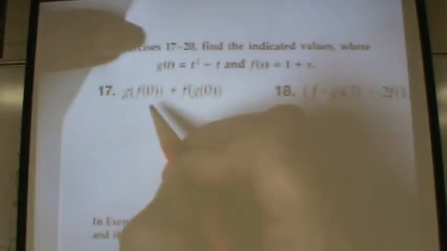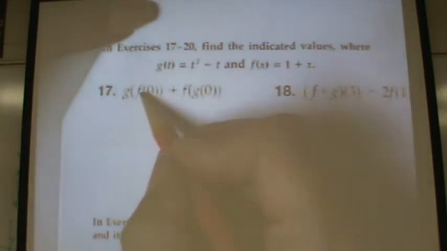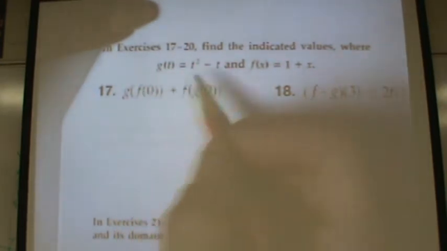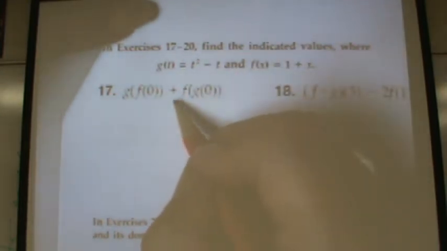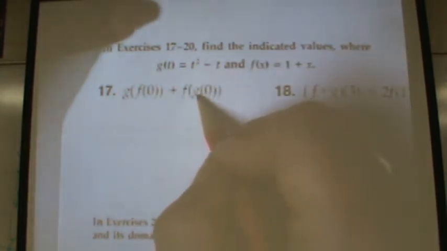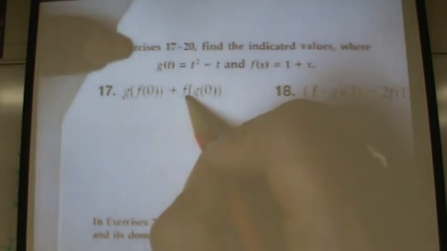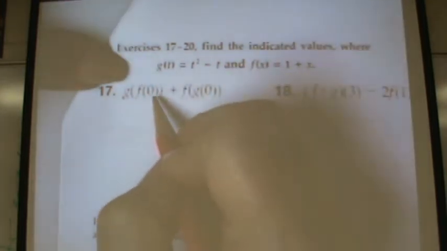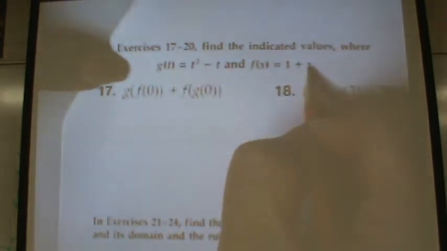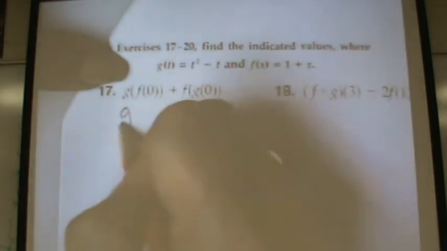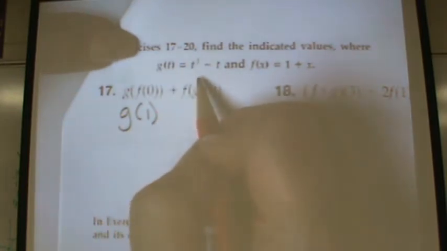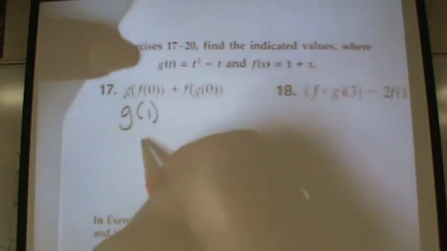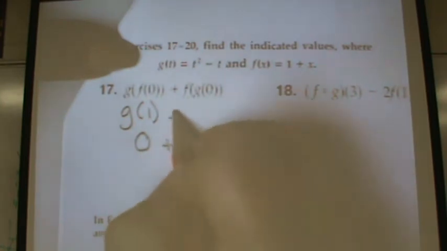Okay, 17. You're going to find f of 0. You're going to plug 0 in the f function, and then plug that answer in the g function, and that result into the f function. That's our game plan. So when we plug 0 in the f function, put a 0 here. 1 plus 0 is 1. So then what's g of 1? If I plug 1 in here, 1 squared is 1, and 1 minus 1 is 0. So this gives us a 0.